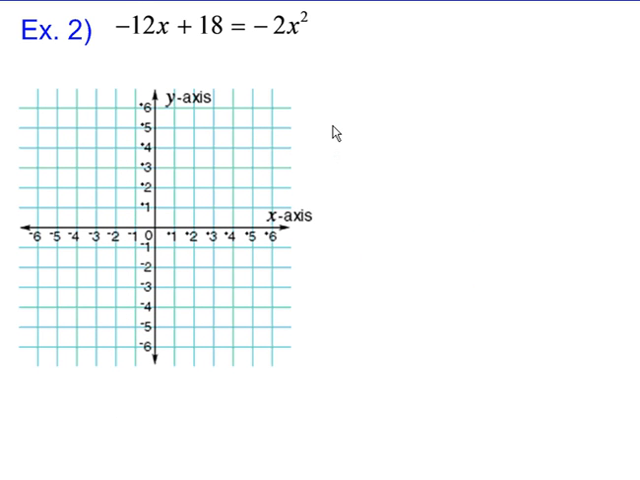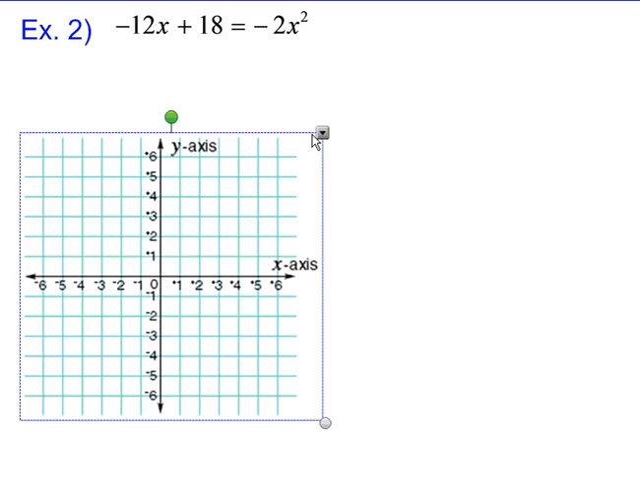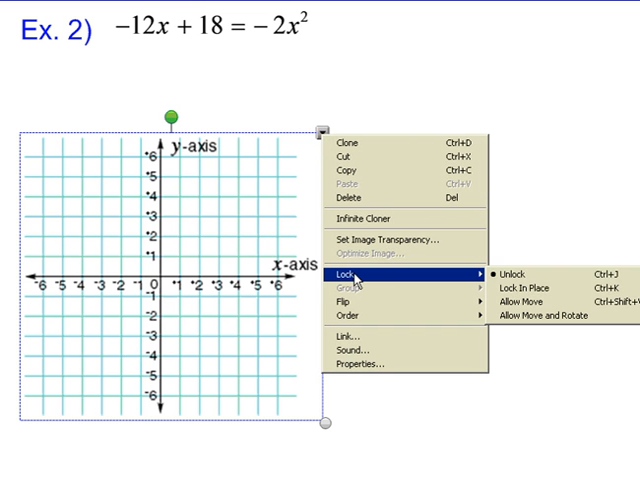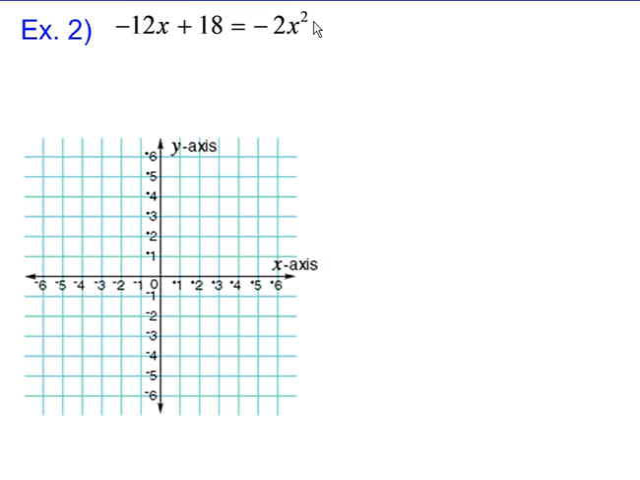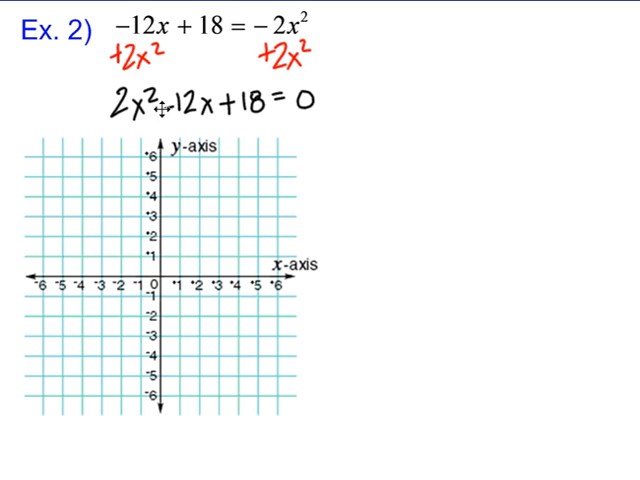Negative 12x plus 18 equals negative 2x squared. If we remember, it must be in standard form before we do anything else. So let's get it there. The way we're going to do that is get the negative 2x squared off of the right side and onto the left side by adding 2x squared to both sides. What this does for me is put it in standard form. That way I'll have 2x squared minus 12x plus 18 equals 0.